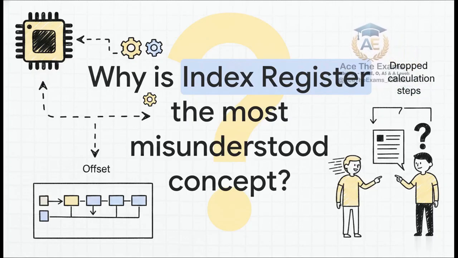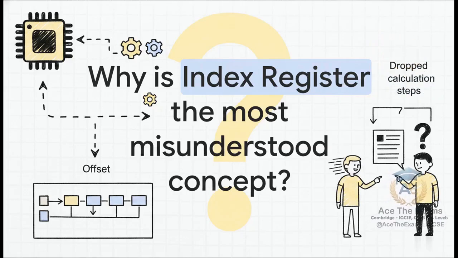This isn't just storing a single value. Indexed addressing means you are taking a base address from the instruction and you are adding an offset value, which is currently sitting in the index register, to find the actual contiguous memory location you need to access. It's a journey. You start here, you add this, you end up there.